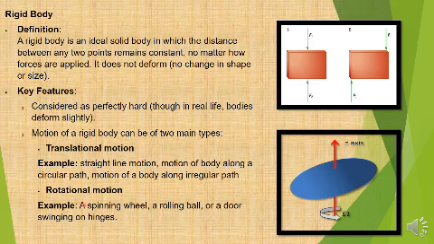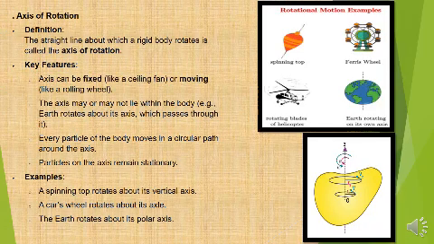Rotational motion is a motion of a body about a fixed axis of rotation: a spinning wheel, a rolling ball, or a door swinging along hinges. Here, this shows that a body rotates about this axis of rotation. Axis of rotation: a straight line about which a rigid body rotates is called the axis of rotation. An axis can be fixed like a ceiling fan or moving like a rolling wheel.